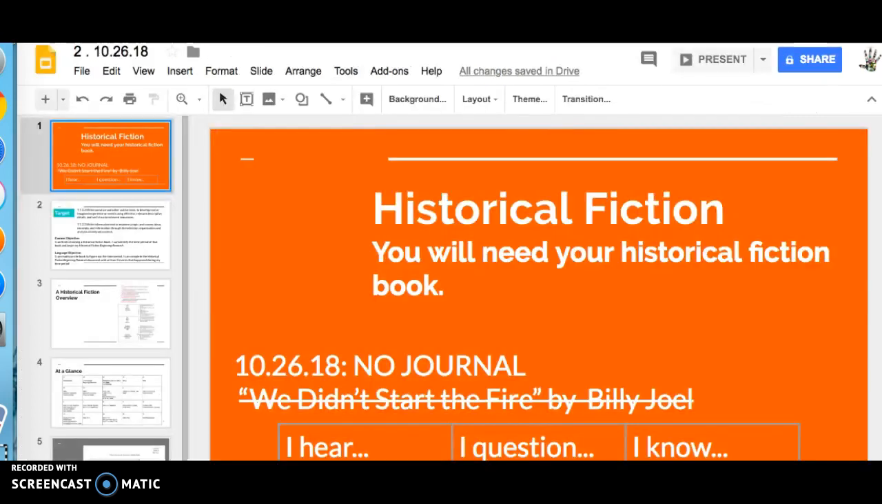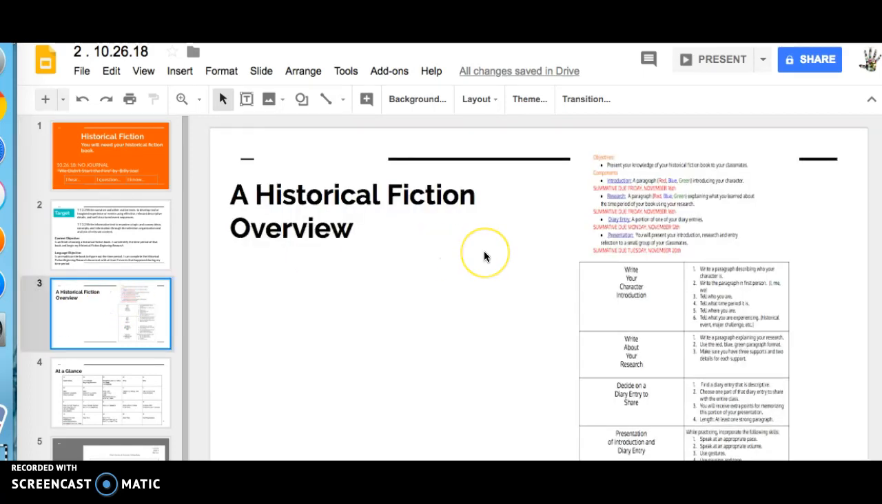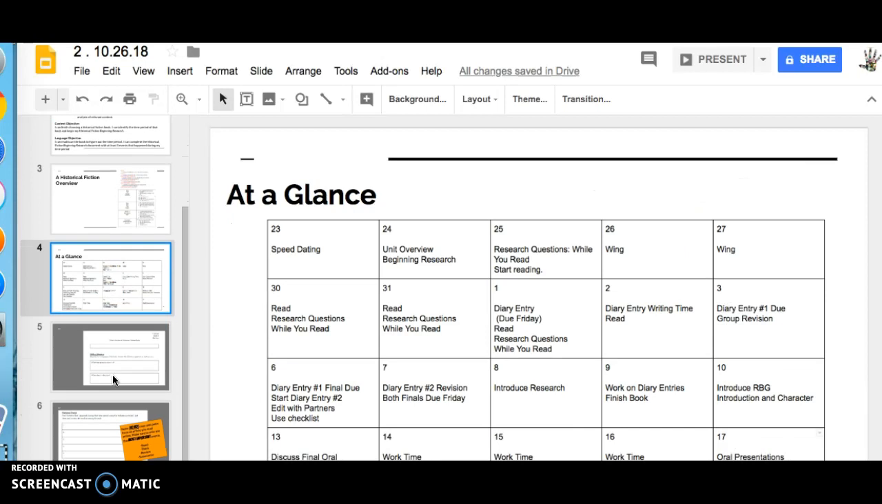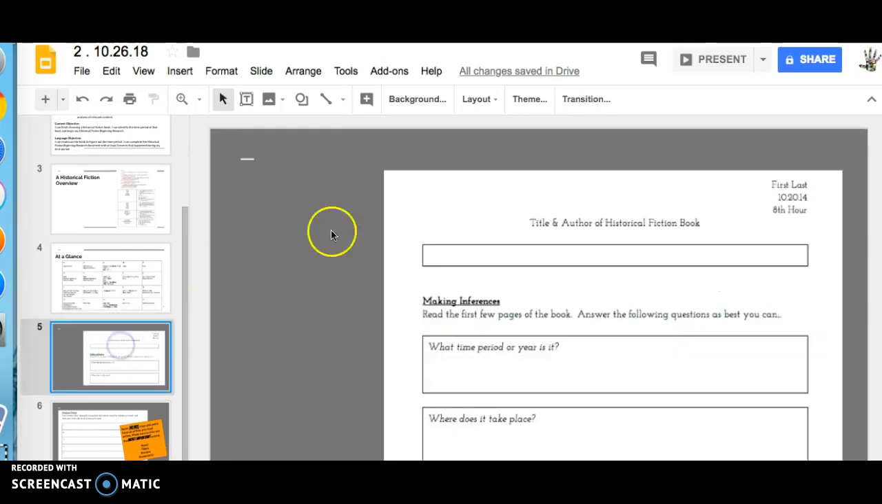Yesterday, you were able to check out a historical fiction book. You have a document called A Historical Fiction Overview that will tell you basically what we're going to do for this unit. At a glance, it gives you some dates. When you start reading your book today, if you have time, you can write your title and your author here. You're going to try to figure out what time period it is.